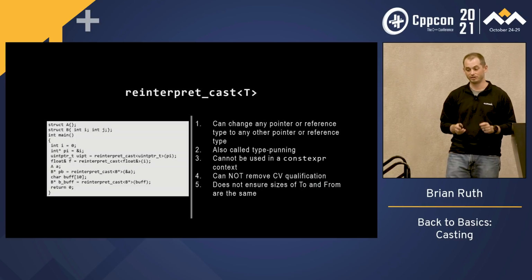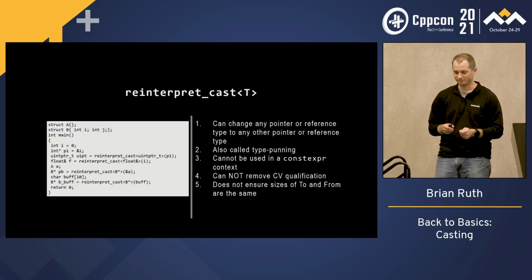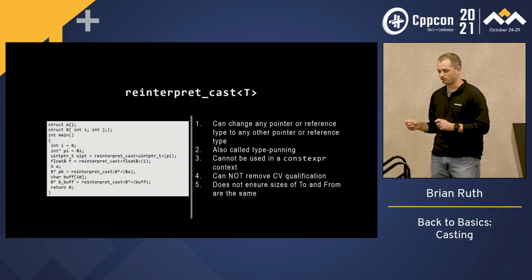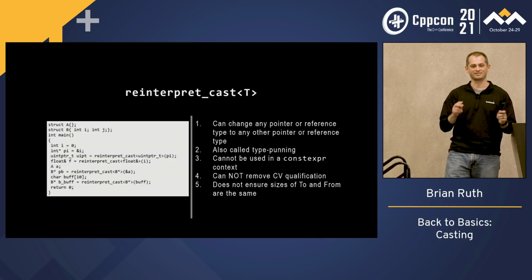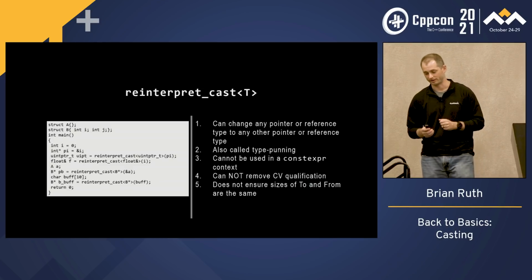This cannot be used in a constexpr context. It cannot remove CV qualification. And one big catch is that it does not ensure that the sizes of the things that you're casting between are the same, and we'll get to that in a second.